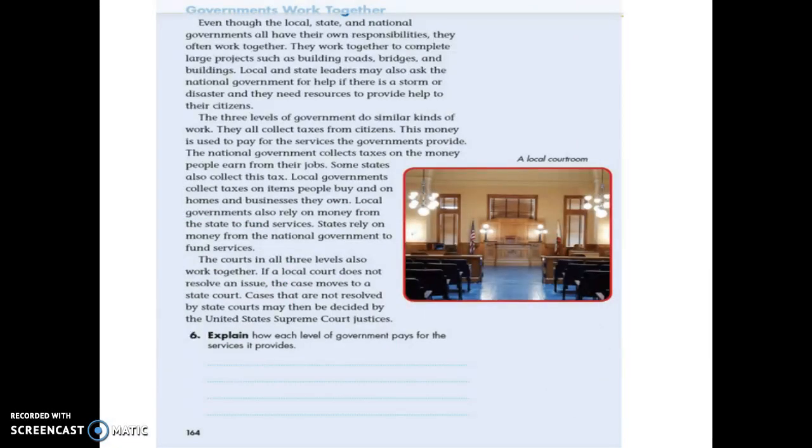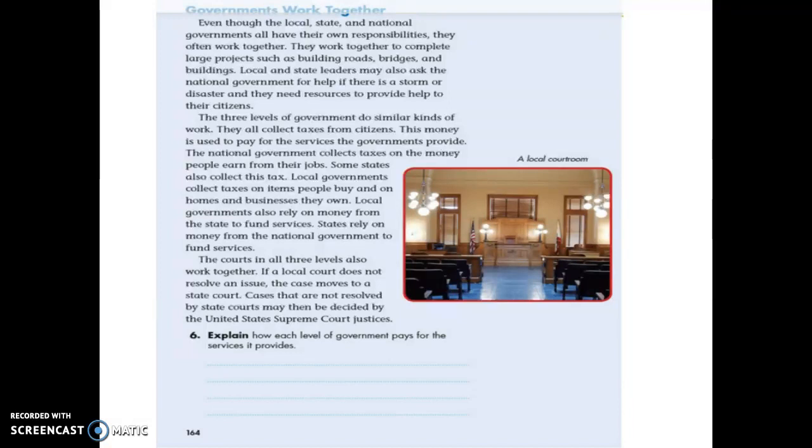How governments work together. Even though the local, state, and national governments all have their own responsibilities, they often work together. They work together to complete large projects such as building roads and bridges and buildings. Local and state leaders may also ask the national government for help if there's a bad storm or disaster in their state and they need resources to help their citizens.